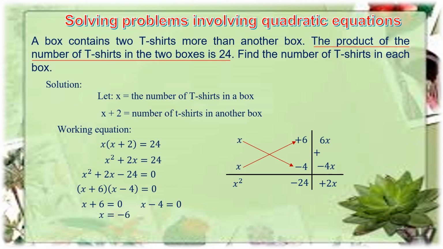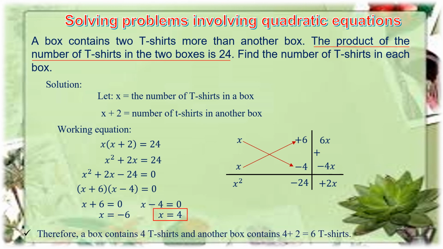Transposing to the other side, we will be getting x is equal to negative 6 and x is equal to positive 4. Now, we are going to choose whether we will be getting negative 6 or positive 4. Since we don't have a negative number when it comes to the number of t-shirts, we will be getting x is equal to 4. So therefore, a box contains 4 t-shirts and another box contains, so it is added by 2, so we have 6 t-shirts.